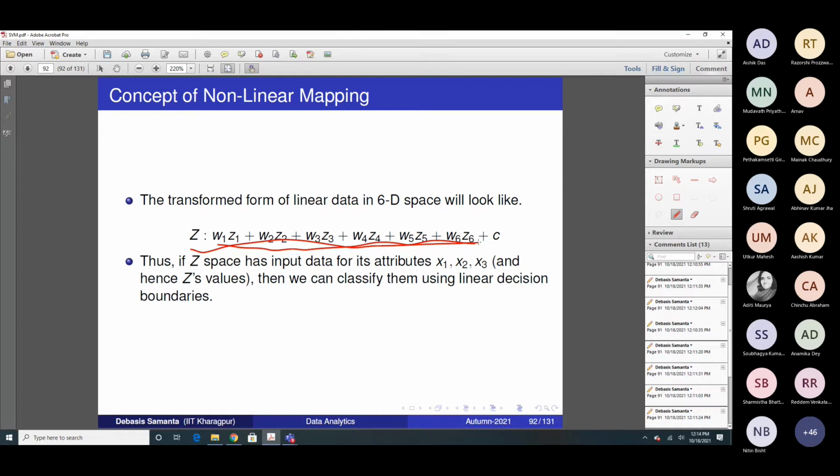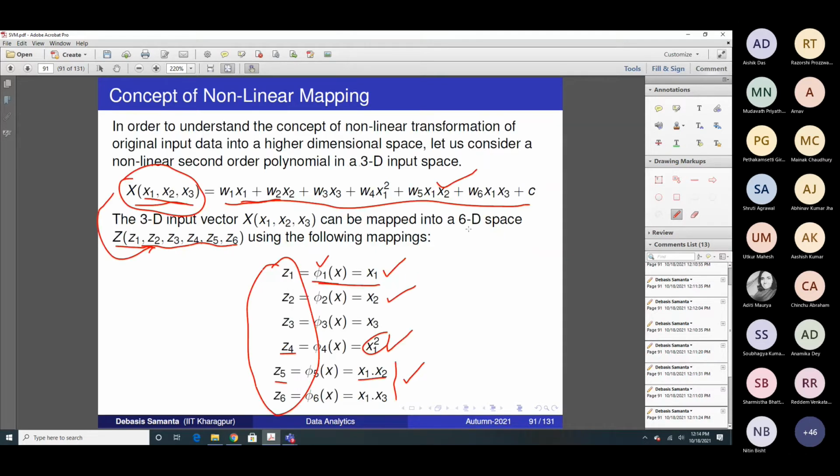The extra step is that if the input data is defined with 3 attributes x1, x2, x3, we do some nonlinear mapping so that the data can be transformed into a linear space. Now here is a problem. The problem is how to obtain these transformations for your problem. It is not an easy task.